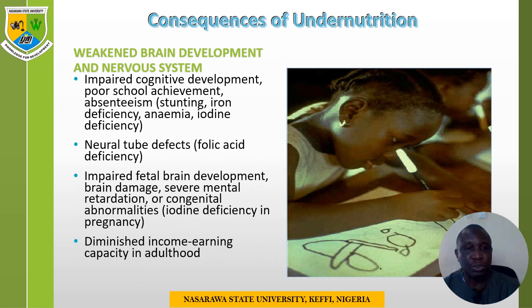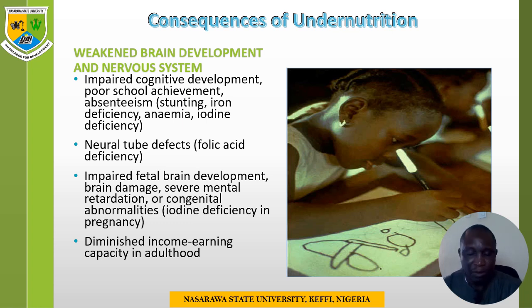Number two, weakened brain development and nervous system. Undernutrition may lead to impaired cognitive development, poor school achievement, and absenteeism, as a result of stunting, iron deficiency, anemia, and iodine deficiency. We also have neural tube defects as a result of folic acid deficiency. We also have impaired fetal brain development, brain damage, severe mental retardation, or congenital abnormality, which is caused by iodine deficiency in pregnancy.